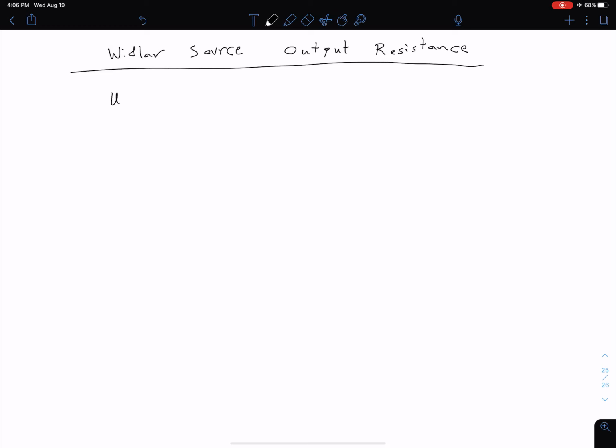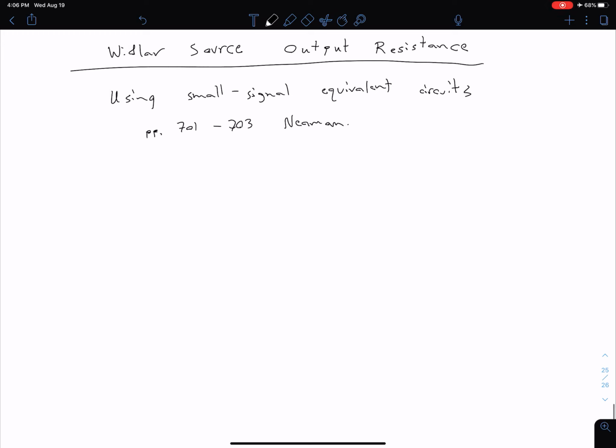And so we can figure this out by using our small signal equivalent circuit. Just like I mentioned, we could have also used this approach for our Wilson circuit. We're not going to go through all the details of that, but you could try that by yourself, or you could look at the textbook. If you look on pages 701 to 703 in Neaman, you can see some more details about that. You do not need to know that, you're not responsible for that, but if you would like to look at it, you can see how this is arrived at.